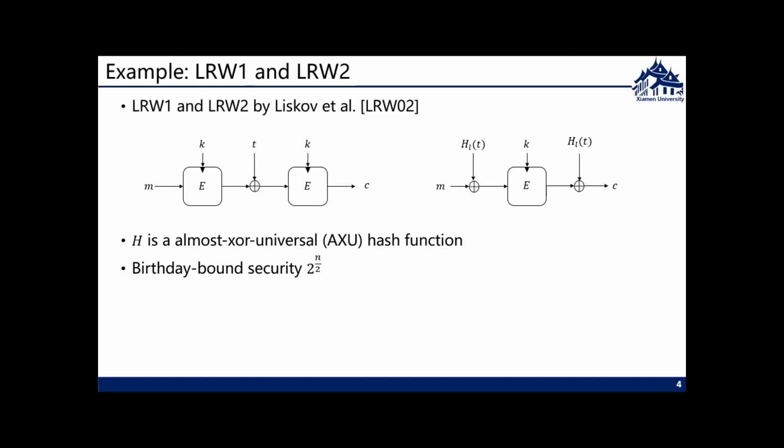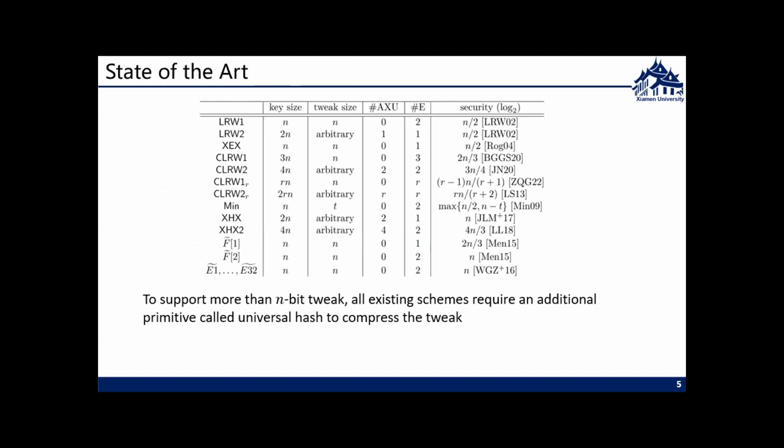The second one uses a universal hash function. You hash the tweak, then use the hash value as a mask on the input and output of the block cipher. In this way, if we change the tweak, we change the block cipher, making it a tweakable block cipher. Here the assumption is that the hash function should be an almost universal hash function. For these two constructions, the transformation is birthday-bound secure, which implies that after 2 to the n/2 queries, the adversary can distinguish these two tweakable block ciphers from a tweakable random permutation. This is the state of the art.